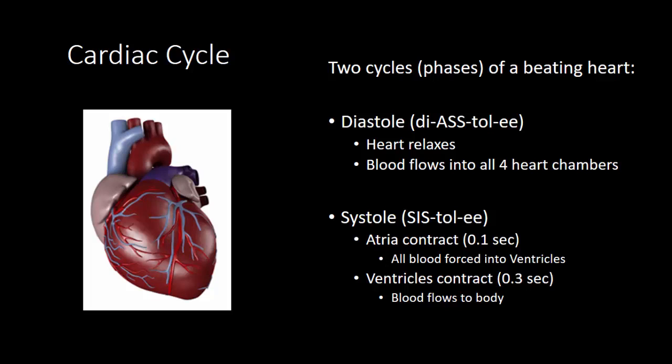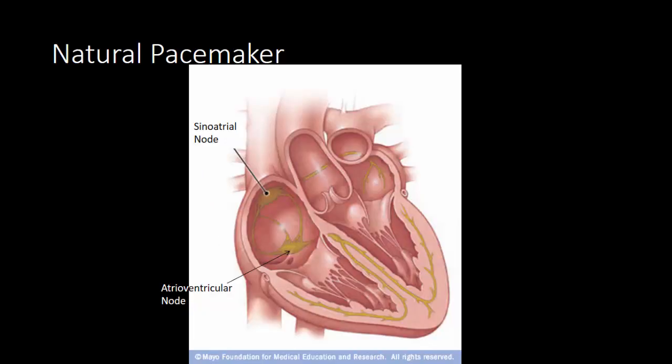The timing and coordination of the beating heart is controlled by a natural pacemaker. The pacemaker is comprised of special muscle tissue in the wall of the right atrium that generates electrical impulses to force the heart to beat.